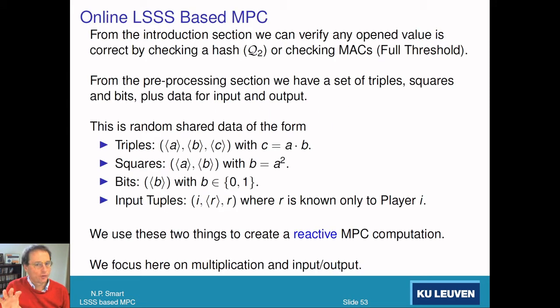So we've got these triples we've produced, and we want to create this reactive MPC computation. We've got a way of checking values, we've got a way of producing these triples and this other pre-processed data, and now we just want to perform reactive MPC computation. This is easy, and all we're going to really do now is just focus on multiplication and input output, because everything else is essentially an optimization of that.